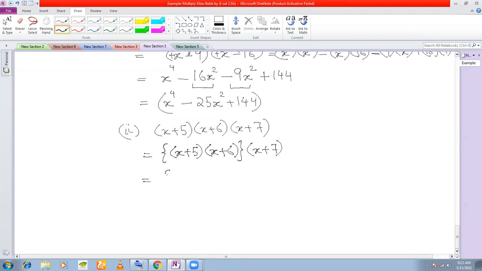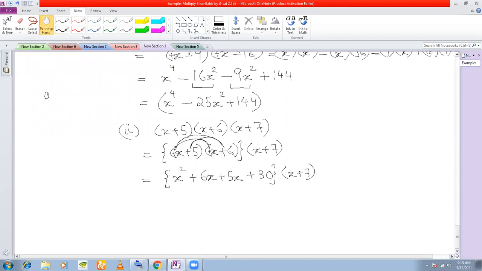Okay, so we'll get plus sign, plus combined to give you a plus. X into x is x square. And this plus combined with this plus to give you a plus. 6 into x will give you a 6x. This plus sign will combine with this to give you a 5x. And then finally this plus will combine with this plus to give you a 5 into 6, which is 30. And x plus 7 remains as it is.